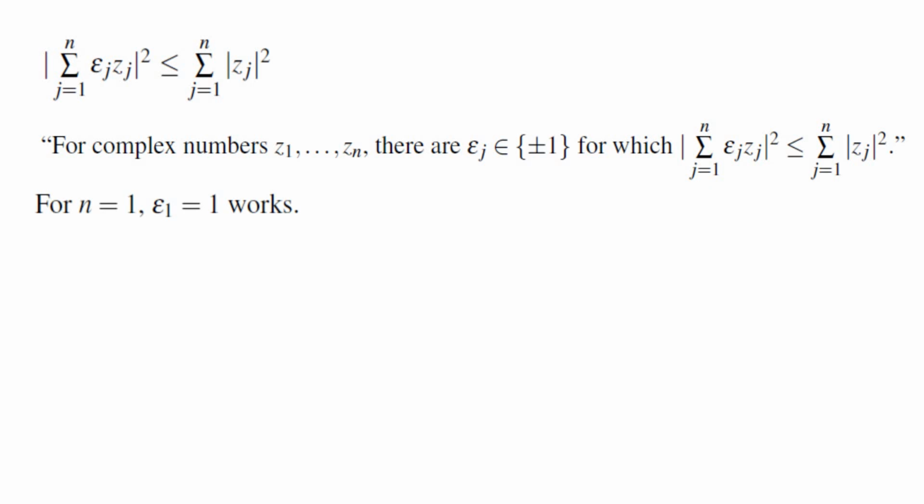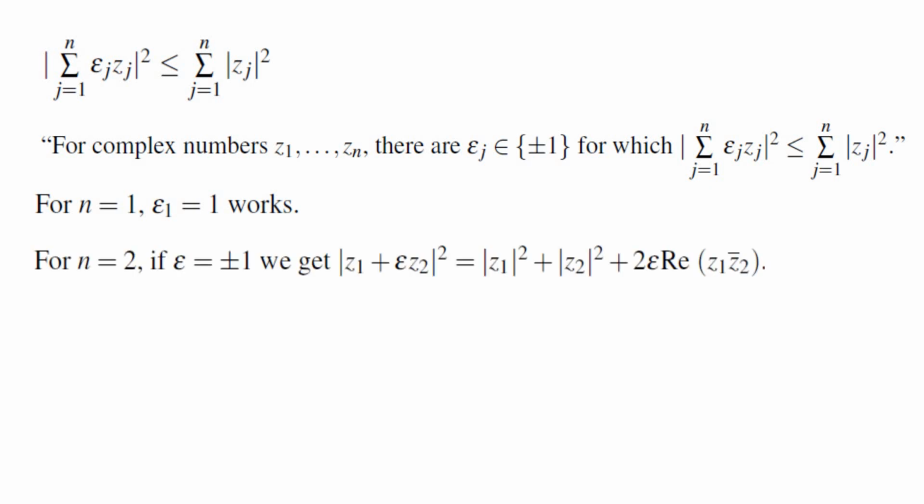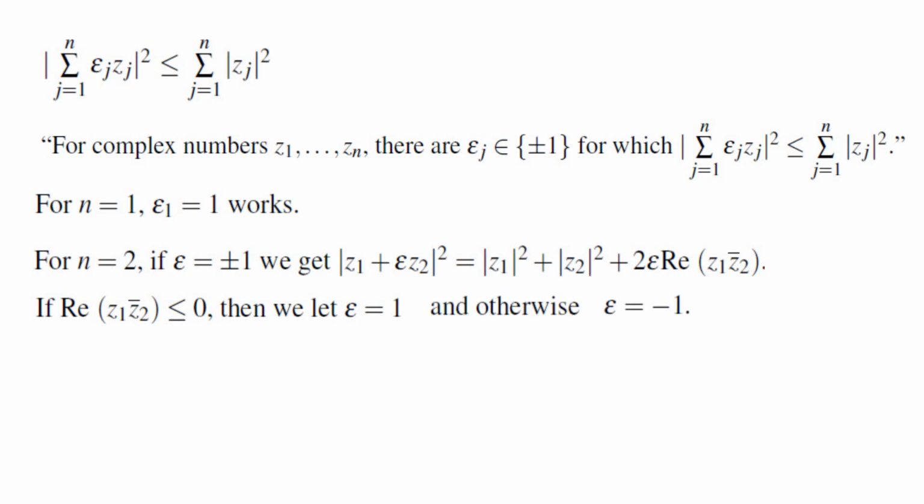For n equals 1, epsilon 1 equals 1 works because the left hand side and the right hand side are in fact the same. For n equals 2, we let epsilon be plus or minus 1 and we expand this, and we get the absolute value of z1 squared plus the absolute value of z2 squared plus 2 epsilon times the real part of z1 z2 bar. If the real part is less than or equal to 0, we let epsilon be 1, and if the real part is positive, we let epsilon be negative 1, and that settles the case n equals 2.